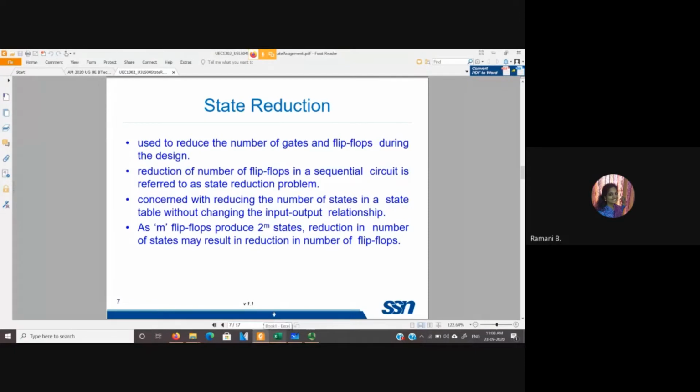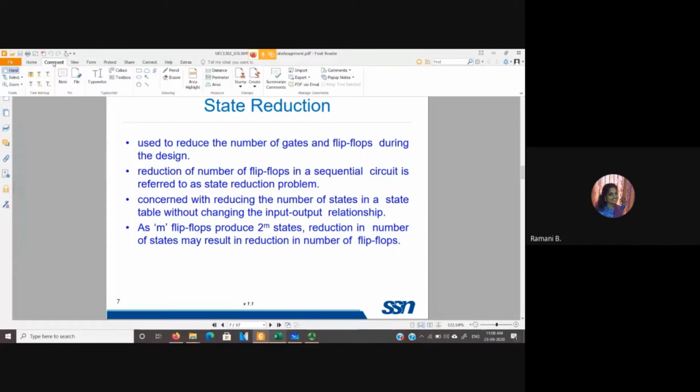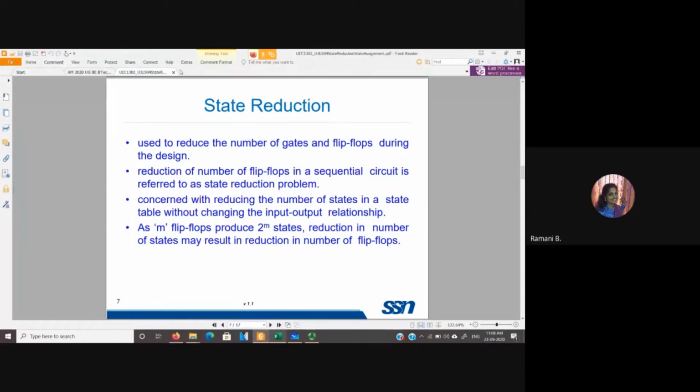When we are doing the state reduction, we will see to it that the input-output relation does not change. That is actually the key point here. When you are trying to reduce the number of states, you are not supposed to change any of the input-output relation. That is to be maintained as such. So we shall see that.